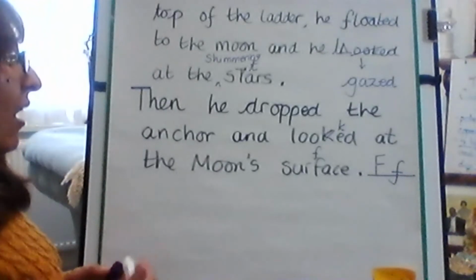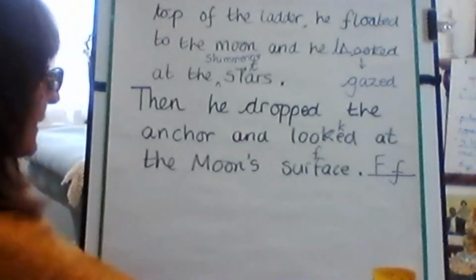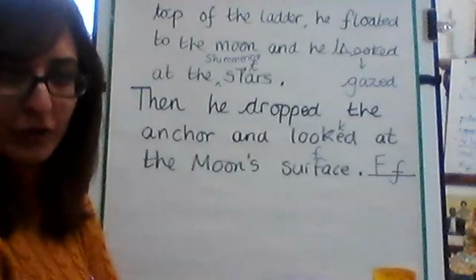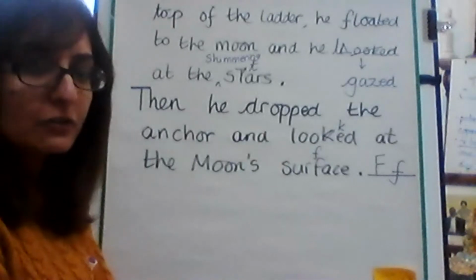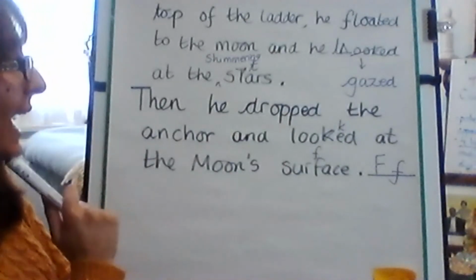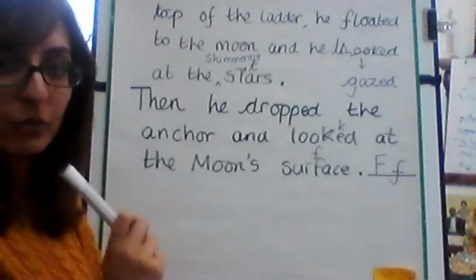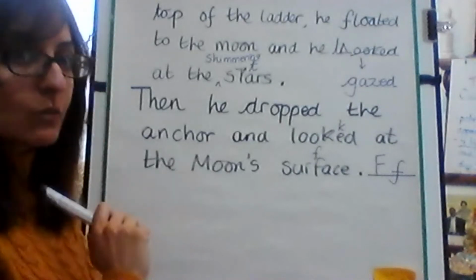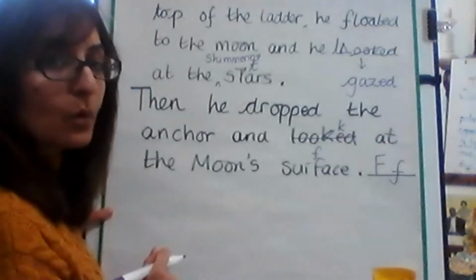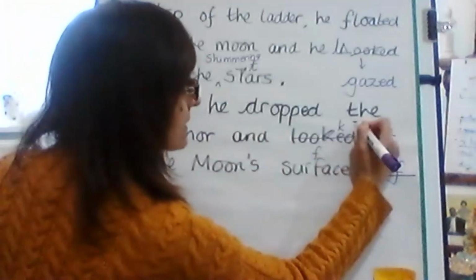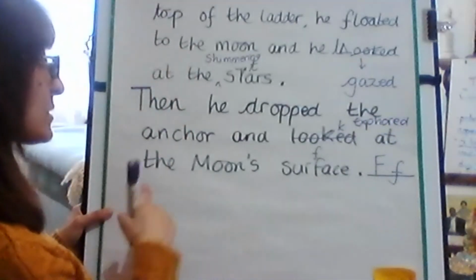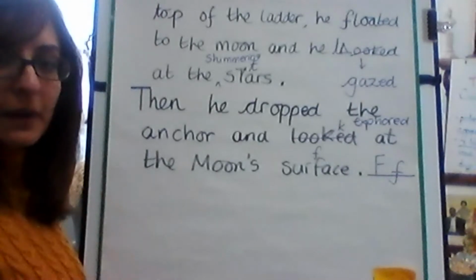Right. I'm still not too happy with this. Then he dropped the anchor and looked at the moon's surface. Yes, he looked, but I think he wanted to venture out. He was amazed because he was gazing at the stars. How about explored? That he wanted to have a look and he wanted to see what was out there. I can change the word looked into explored. Then he dropped the anchor and explored, and he explored the moon's surface. I think I'm happy with that one.